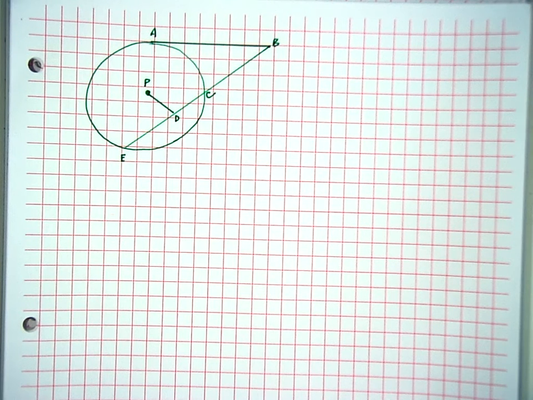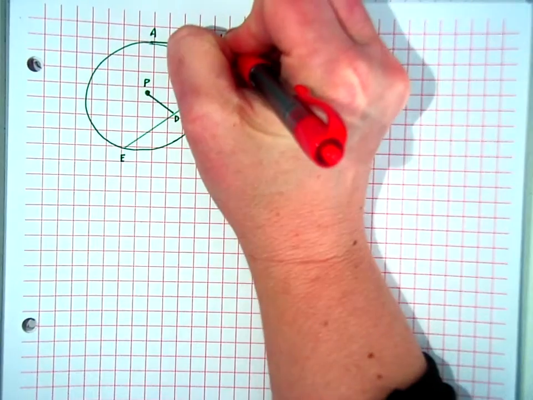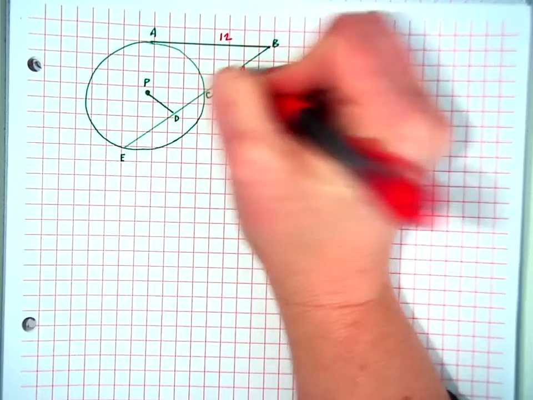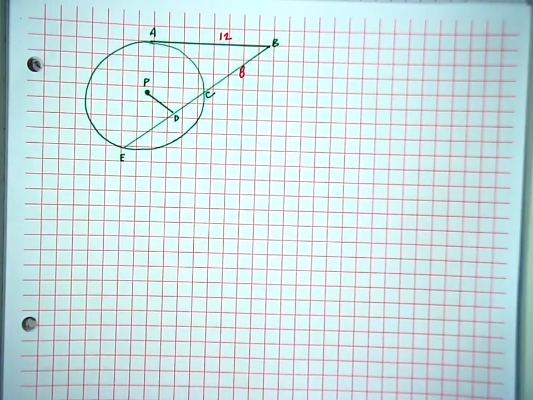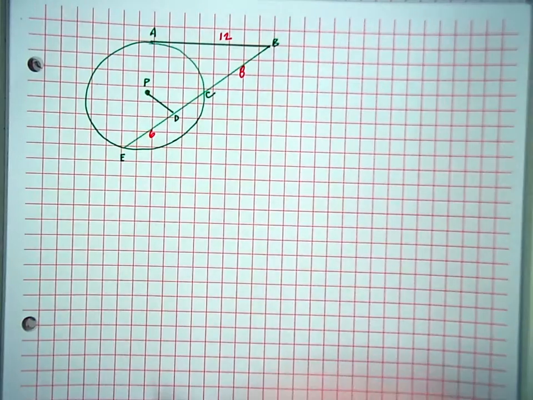All right, you guys, here I'm taking on homework 48, problem 7. So the first thing that I'm going to do is label all of the parts. I just took the time to draw my picture a little bit bigger so that I could label everything and see it very clearly. So I know that AB is 12. I know that BC is 8. I know that DE is 6. And I know that PD is 4.